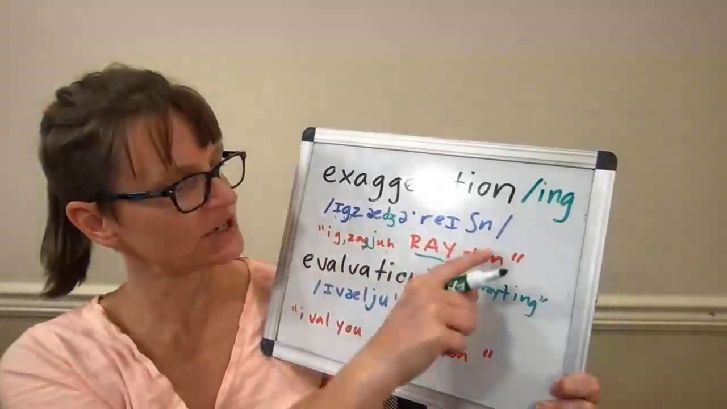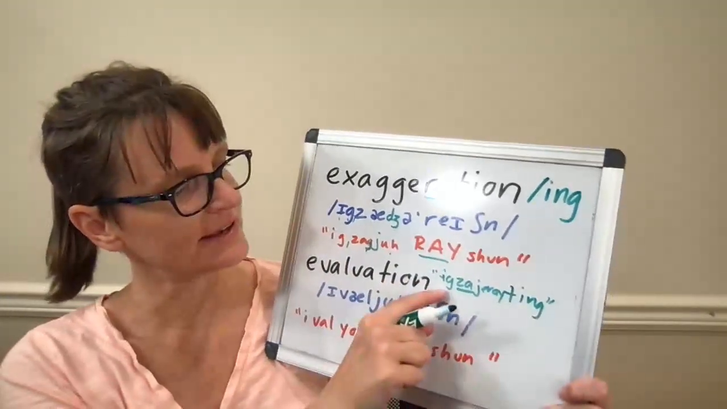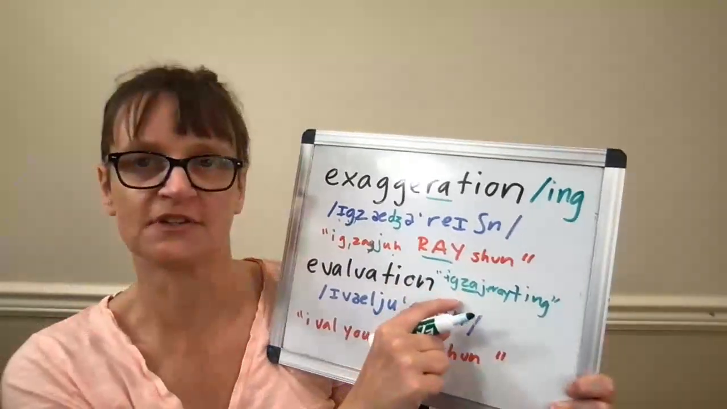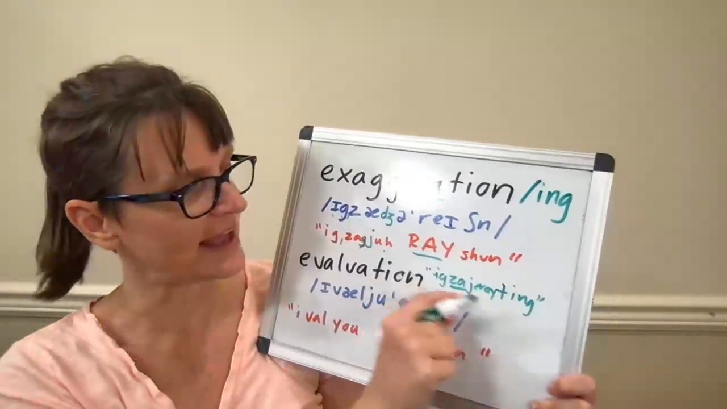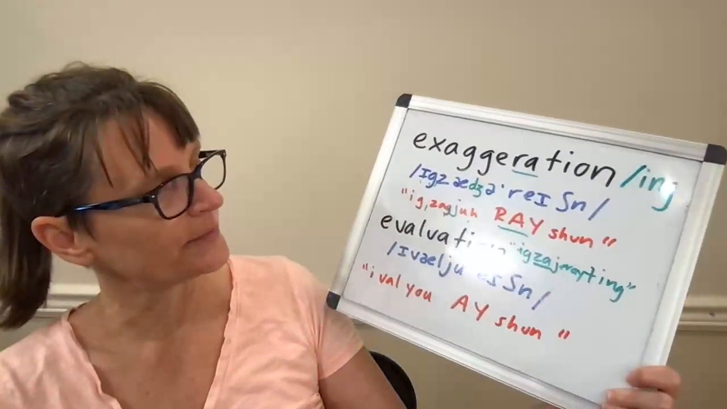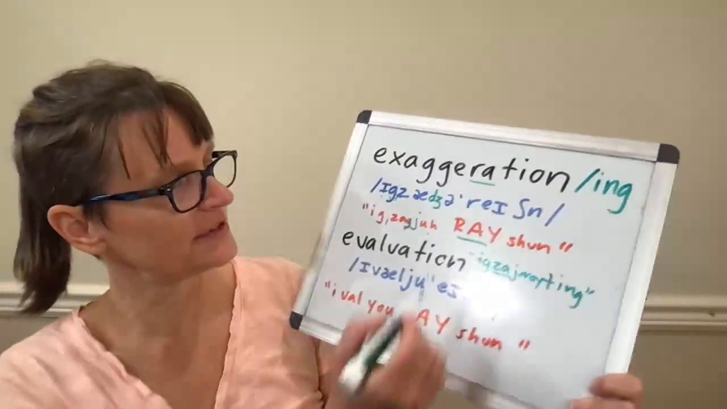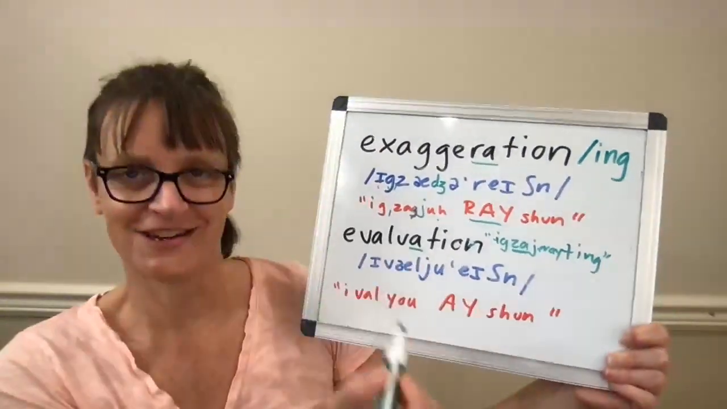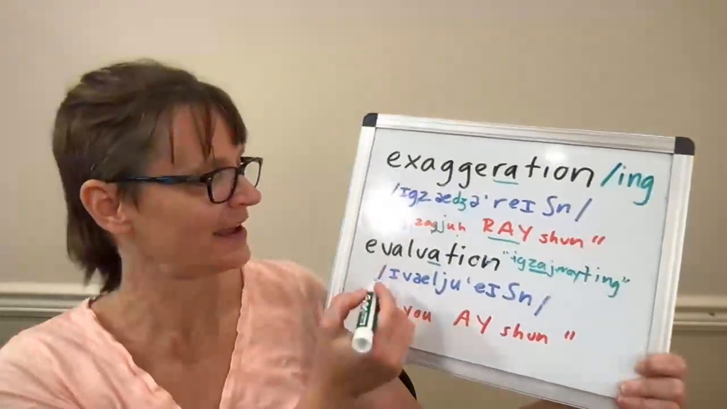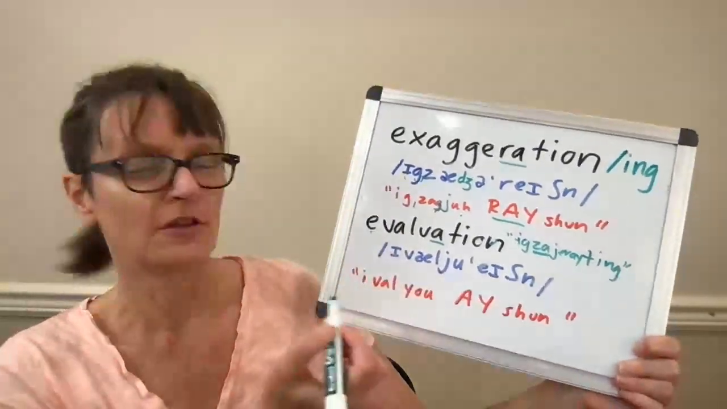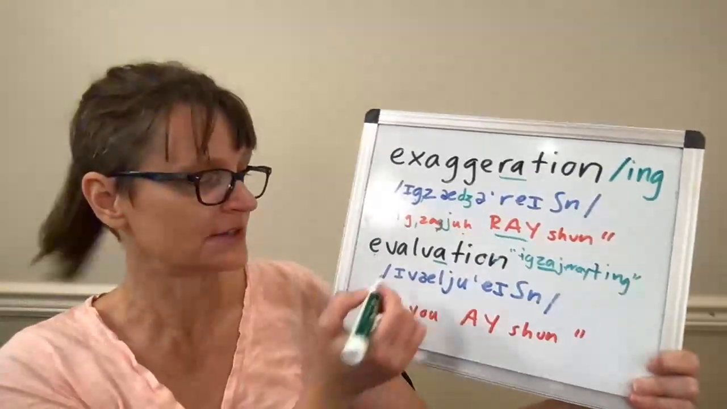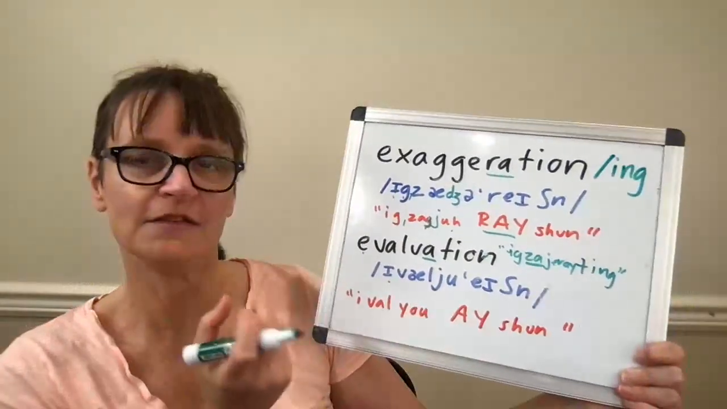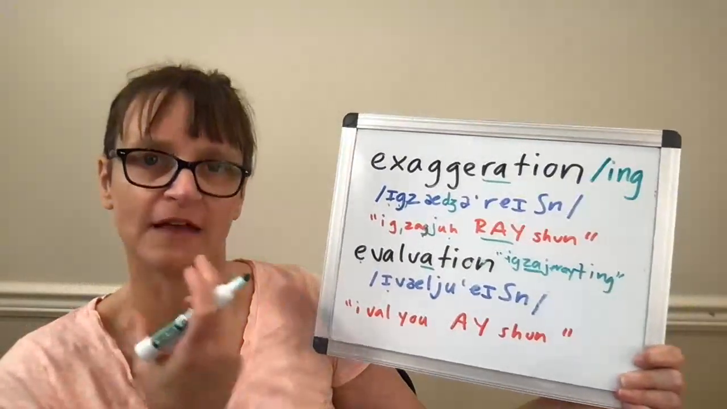So in exaggeration, main stress is on ray. Exaggerating, main stress is on zag, exaggerating, second syllable. And then the same thing happens with evaluation. Here's another Asian word with the stress on the A. That means that our first syllable, letter E, is unstressed and it sounds like an I. So not evaluation, but rather I, evaluation.